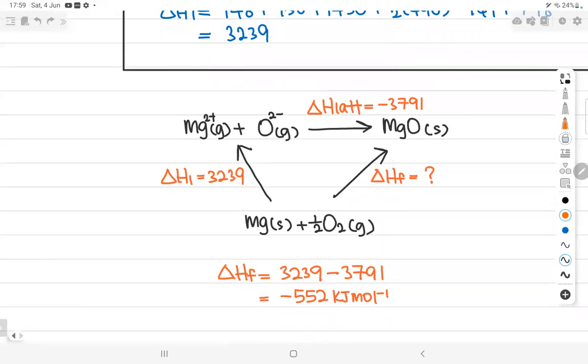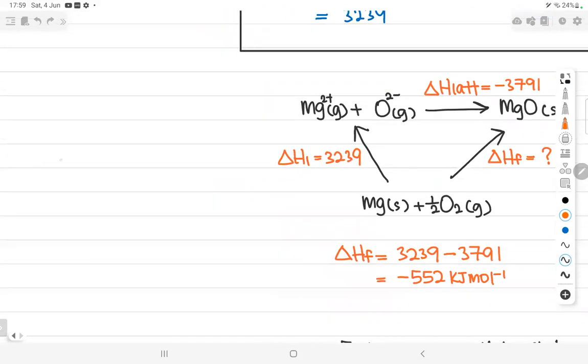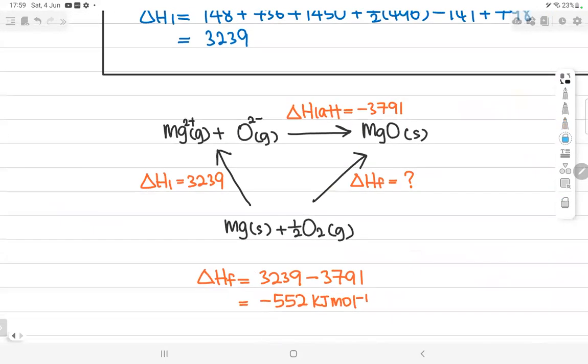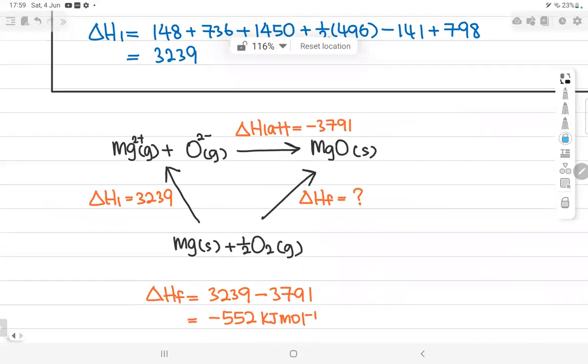And you see, sometimes they are very bad. They don't give you the ionization energy. Where to find it? Data booklet. Sometimes they don't give you the atomization energy. If they don't give you atomization, take the bond energy from the data booklet and multiply by half. These are something very, very important. I hope you can see how it works.